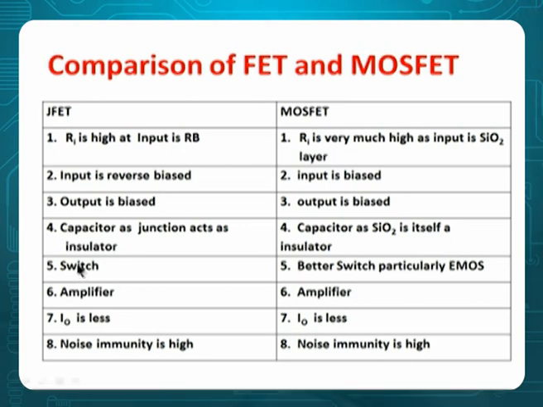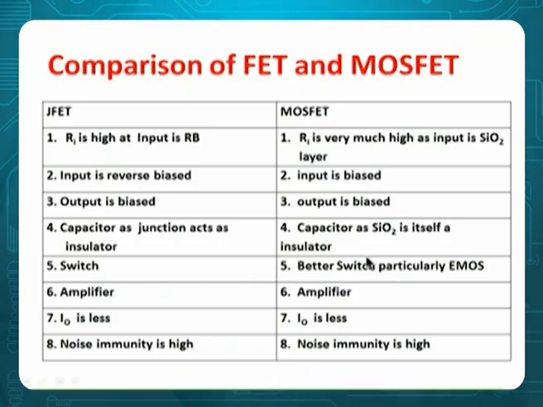Fifth point, switch. JFET can be used as a switch beyond VP. MOSFET is a better switch. Enhancement MOSFET is the best switch because it has something called threshold voltage. Above the threshold voltage, it becomes on. That's why, if anybody asks you to bring an electronic switch, by default it's nothing but the eMOSFET. Not a diode, not a BJT, not even a JFET. The best is the eMOSFET.